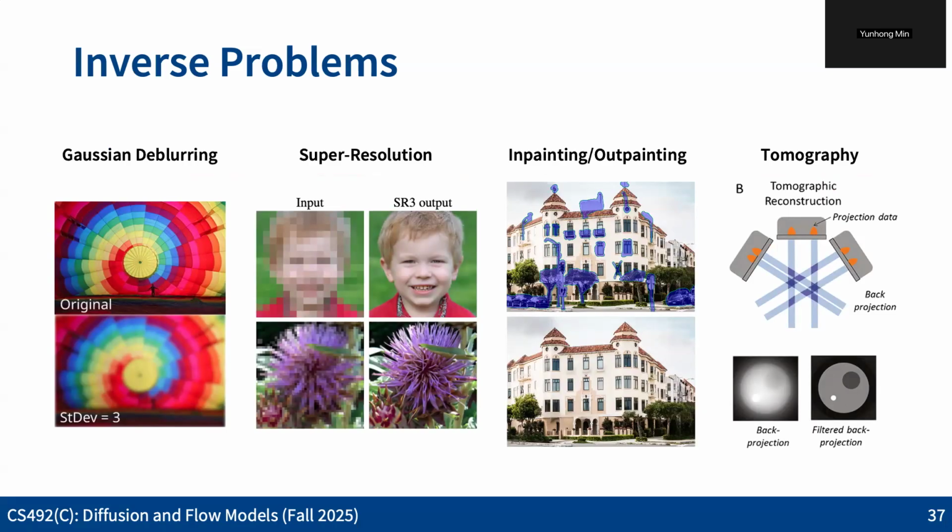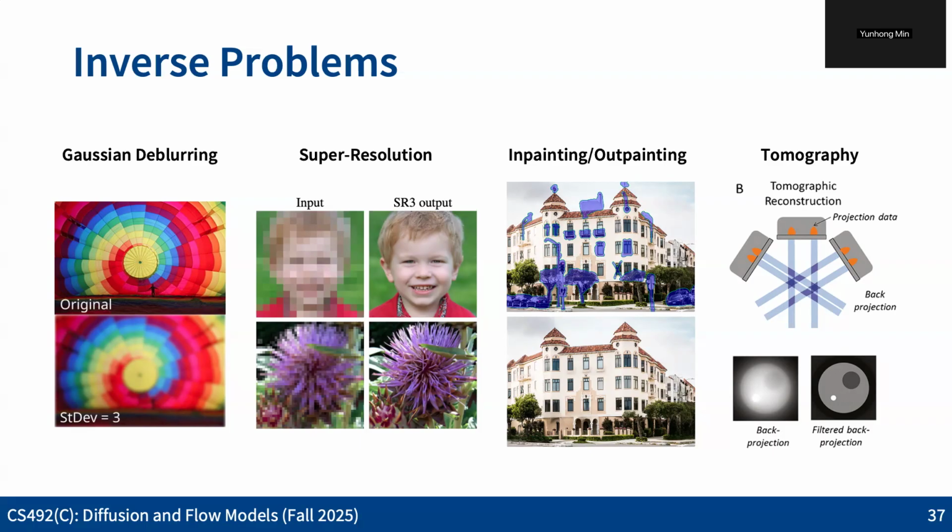And there are lots of applications of inverse problems. I just brought up some examples, especially for the image domain, but for other data modalities, you can also find many inverse problems as well. So for example, let's see the Gaussian deblurring case. This is the case where we only have the blurred image here, and based on the blurred image, we want to find the clean image.